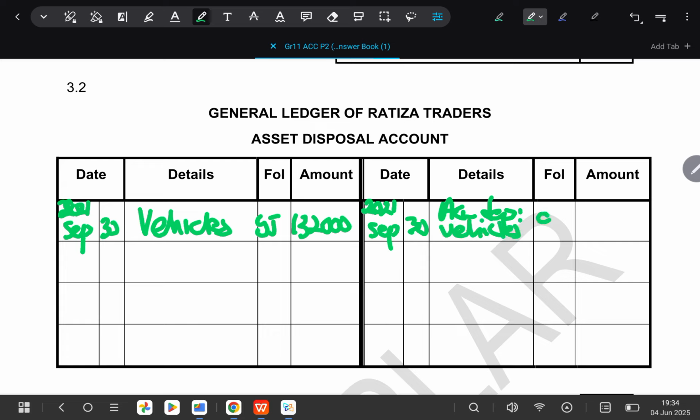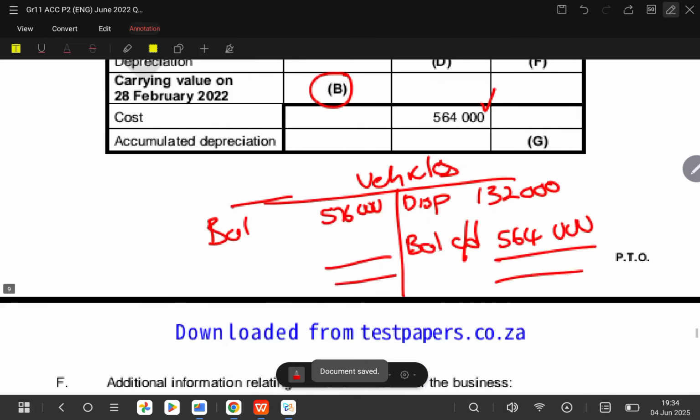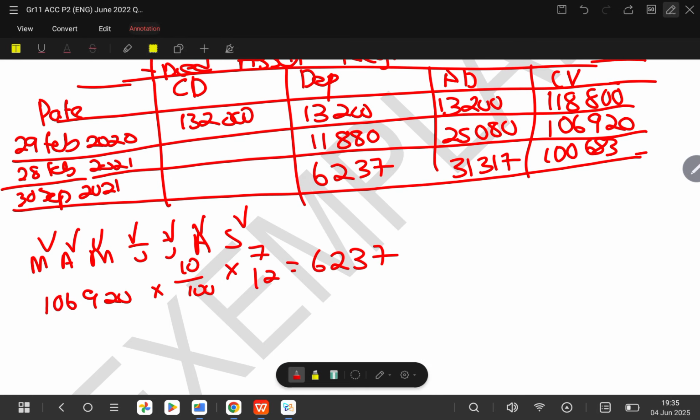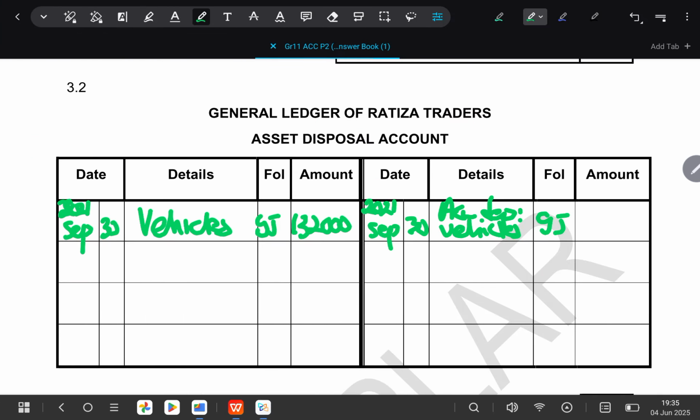Then there's general journal, and then your total accumulated depreciation at the date of sale, according to our information on the fixed asset register, it was 31,317. So you'd have your 31,317, and then after this you continue. Remember, you're going to have 2021 September the 30th.